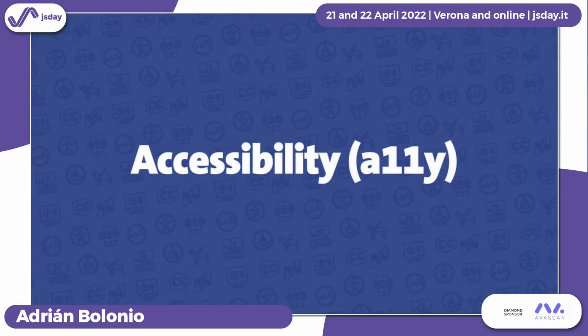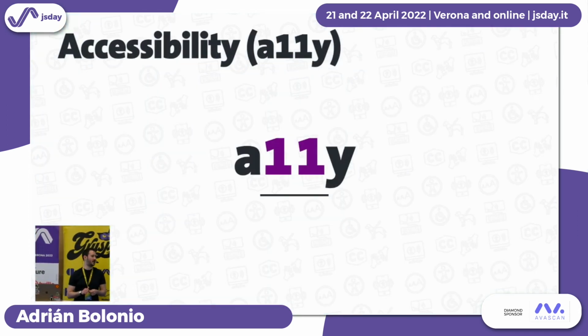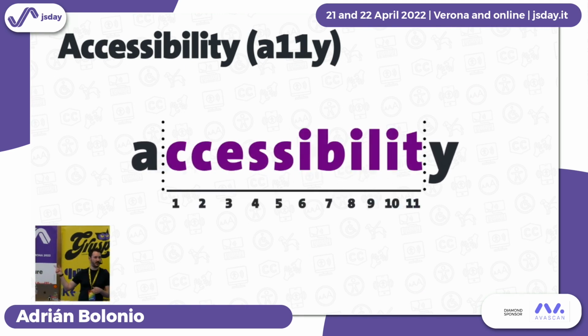And the first question that I recently had is, what is this A11Y that we see when we talk about accessibility? I don't know if you all know about this, but this is because there are 11 letters between the A and the Y in the word accessibility, the same as internationalization, I18N. So you're going to see this a lot when we talk about accessibility, so now you know. And this question comes because now, more and more, I see that we are talking about web accessibility while we develop in the development world.